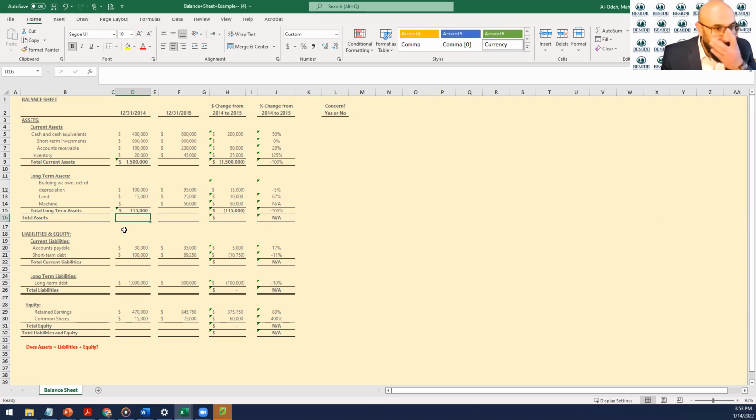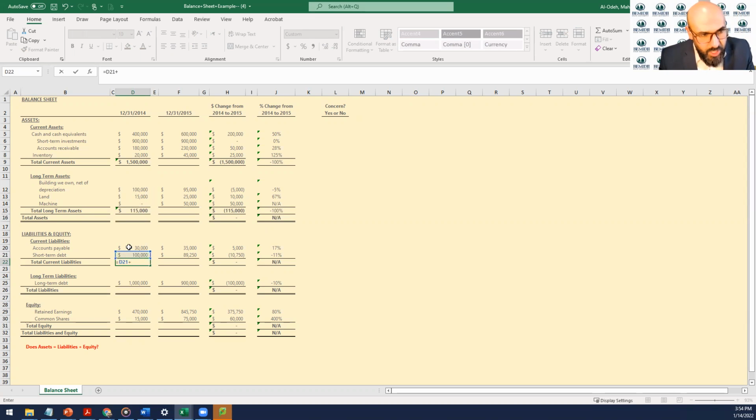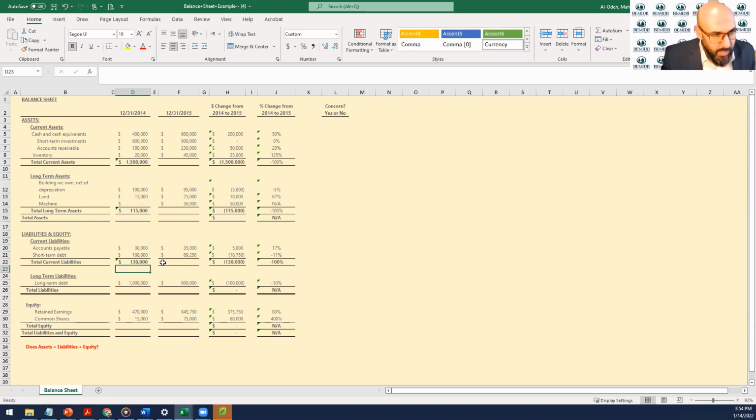Moving into liability and equity, we have to add the total current liabilities coming from accounts payable and short-term debt, adding this number to this number right here. This is the total: 130 is the total for the current liabilities. For long-term liability, we have only one transaction, which is the long-term debt of $1 million. And these are loans that are not due for a year.